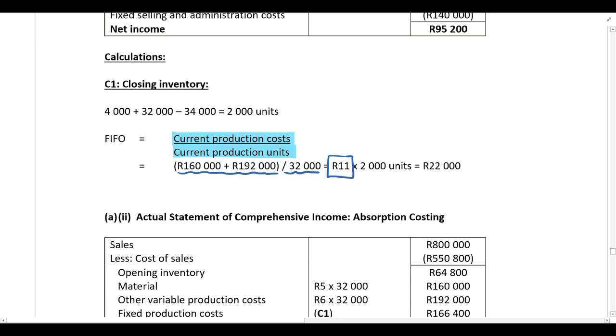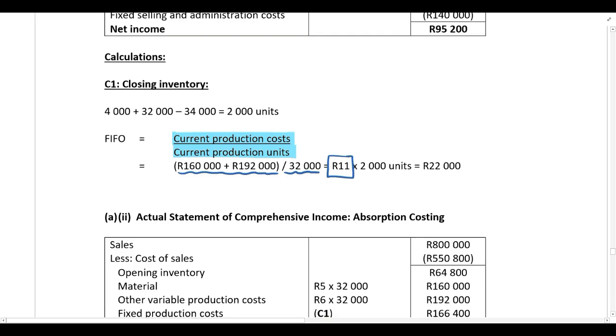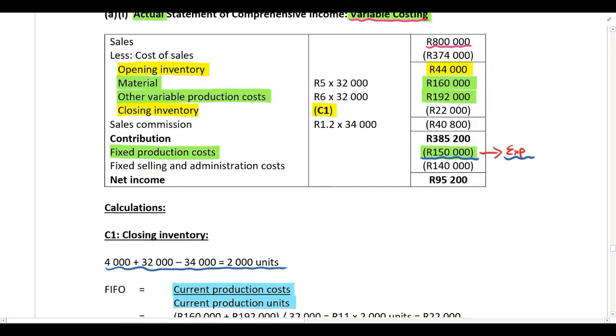How many units will they have in closing inventory at the end of the period? In opening inventory, they had 4,000 units. They manufactured another 32,000 units, and they sold 34,000 units. So that's a very simple calculation. There will be 2,000 units in closing inventory at the end of the year. So that means closing inventory is going to be valued at 11 Rand per unit multiplied by 2,000 units, giving me a value of 22,000 Rand. So that's how we calculate the value of cost of sales.